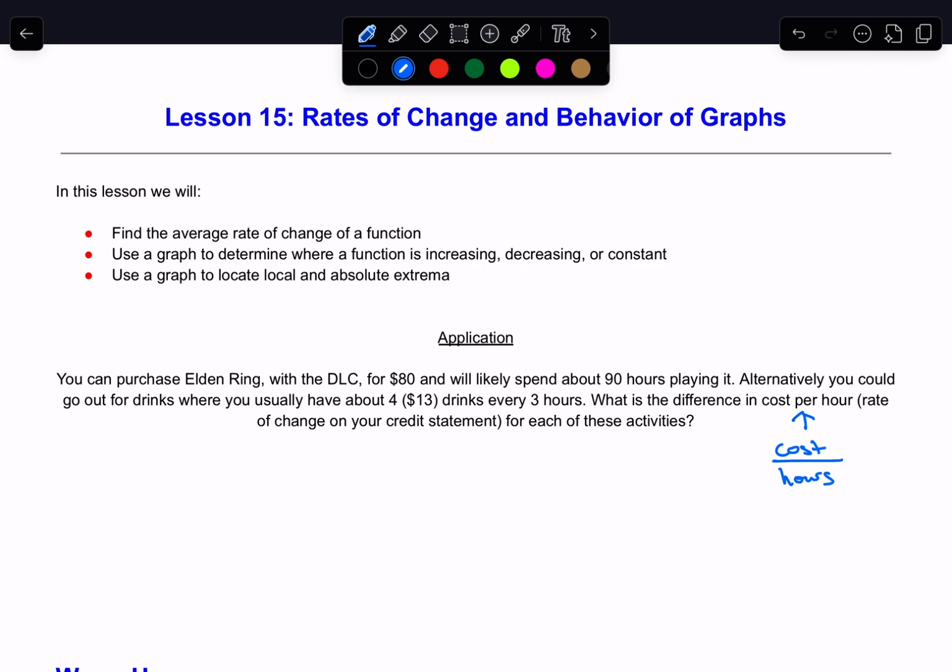And then behavior of graphs, really, we're just going to be talking about increasing and decreasing and what that means for local extrema, where extreme values are either the highest or lowest points within a given area.